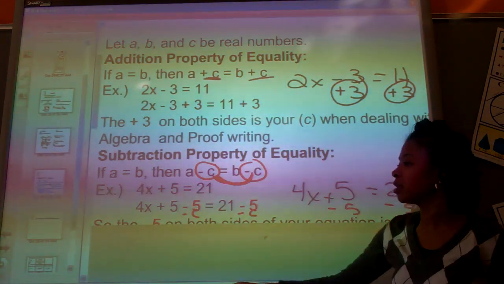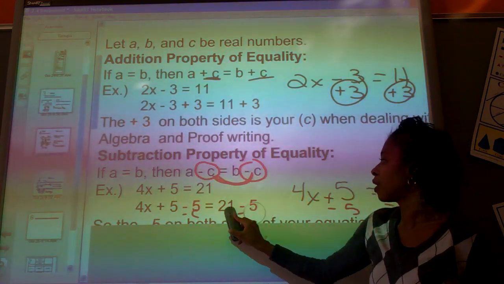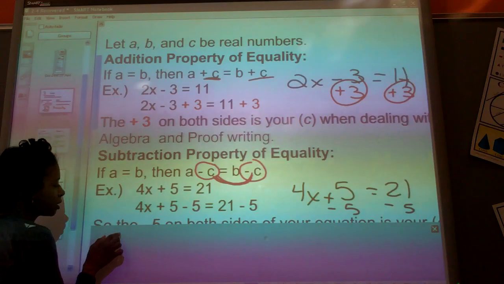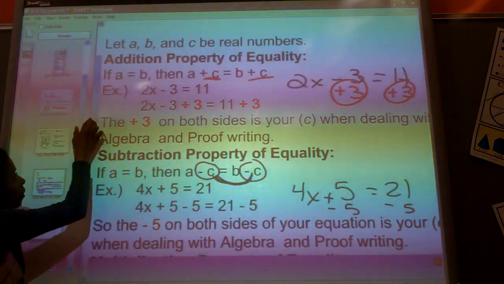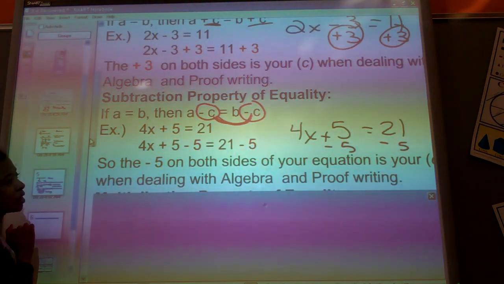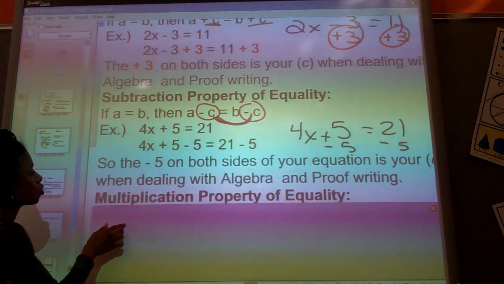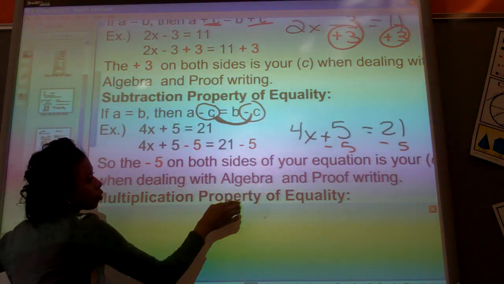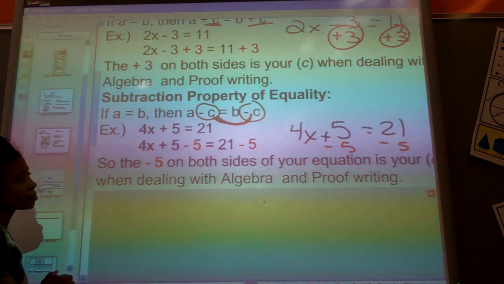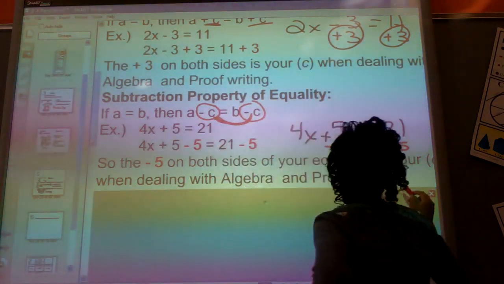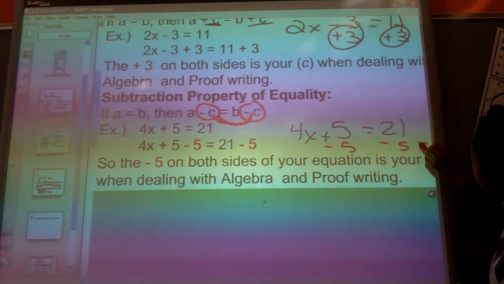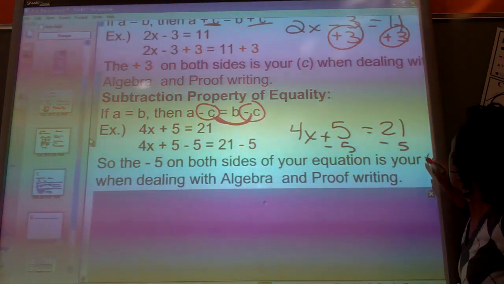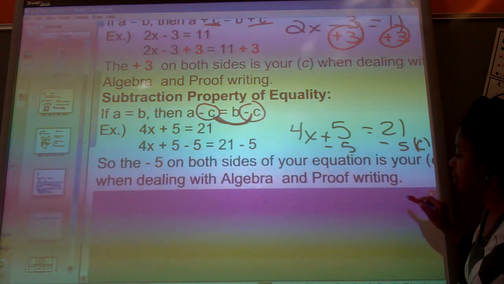I want the right and the left side to be balanced. You learned that back in Algebra 1, balancing the sides of the equation. So your C is the minus 5. Minus 5 on both sides of your equation is your C, which should be on that far end over there when dealing with algebra and proof writing. And over here in the corner should be C in parentheses.